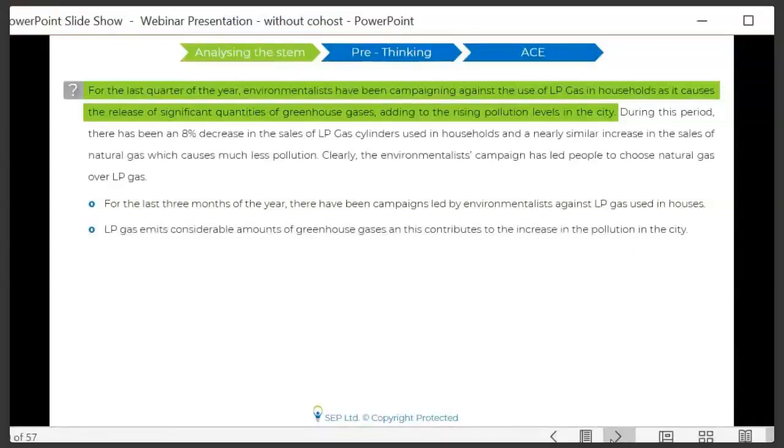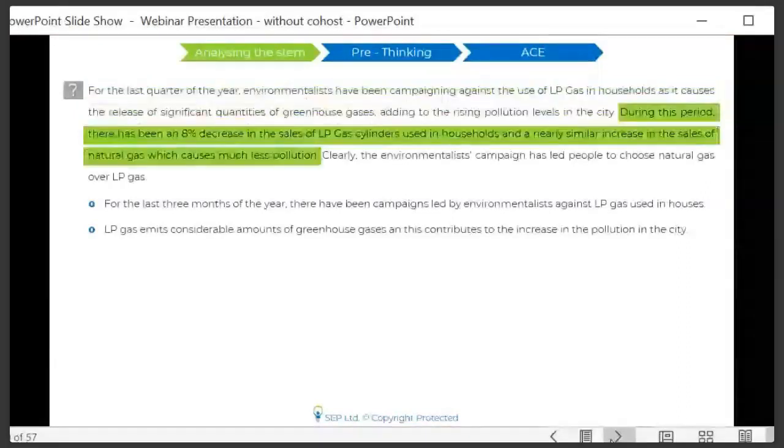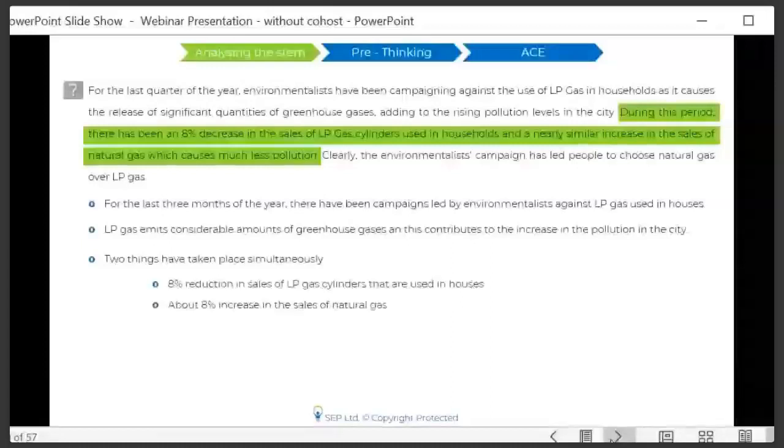Let's read on. During this period, there has been an 8% decrease in the sales of LP gas cylinders used in households and a nearly similar increase in the sales of natural gas, which causes much less pollution. So during the same time as these campaigns, two things have taken place simultaneously. What are they? An 8% reduction in sales of LP gas cylinders that are used in houses, and about an 8% increase in the sales of natural gas. And we have been given information that natural gas causes considerably less pollution than LP gas. We can infer here because it's given to us that it causes less pollution. Let's read on.